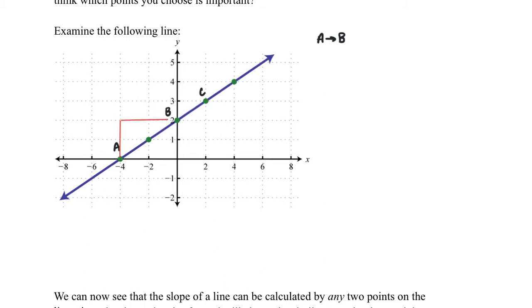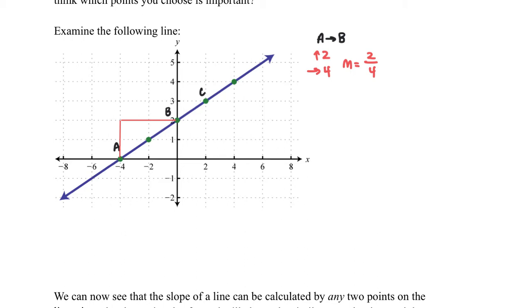Pay attention to your scales. Got to be careful about that. I have to actually go right 4. Notice it goes from -4 to 0. The scale is not ones. So that means I'm up 2 and I'm right 4, which gives me a slope of 2 over 4.